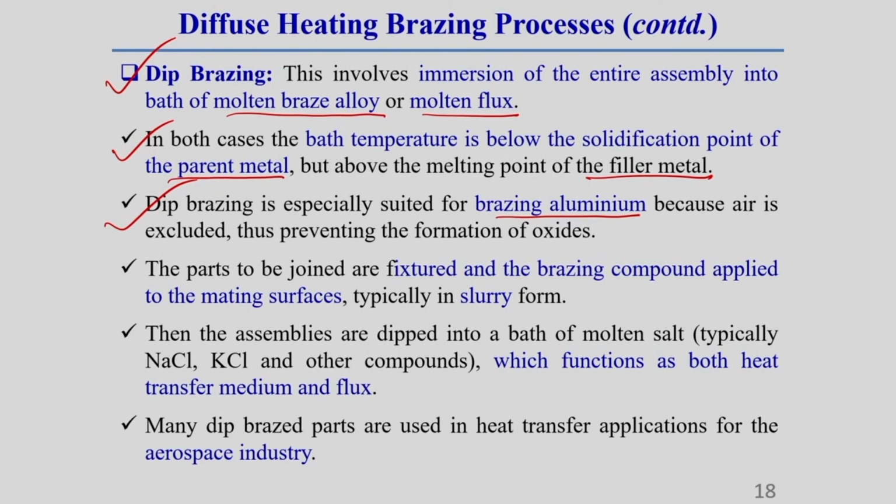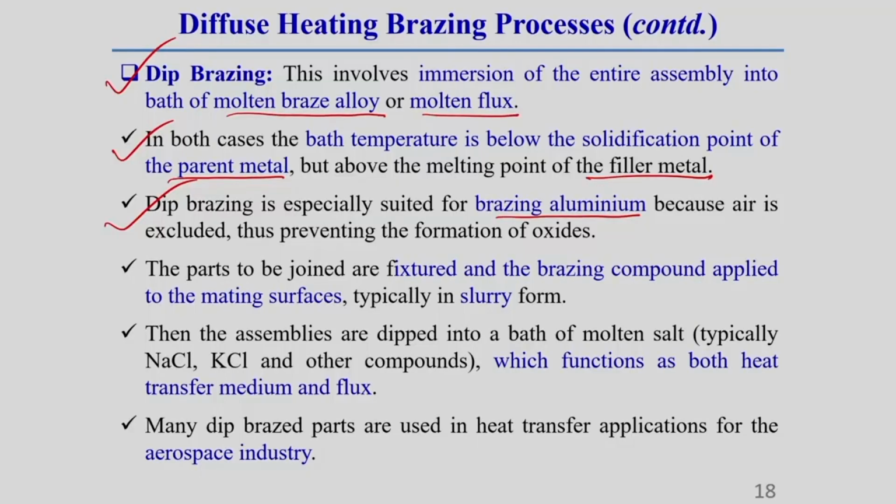So, to prevent this oxidation, aluminum brazing is generally preferable in the dip brazing process, because if we dip the aluminum part inside a molten bath, then atmospheric contamination of the aluminum will not be there. So the chances of oxide formation will be less, because this oxide is a refractory type of material. Understand?